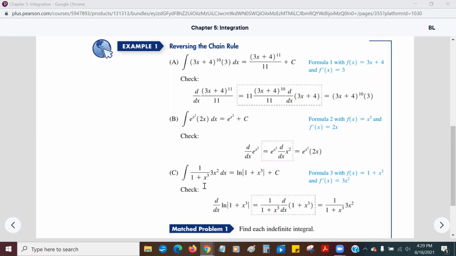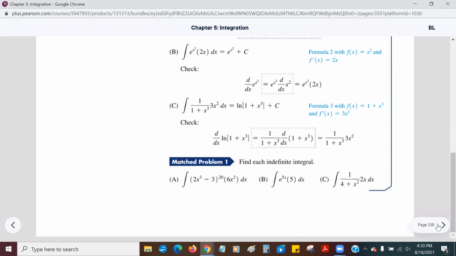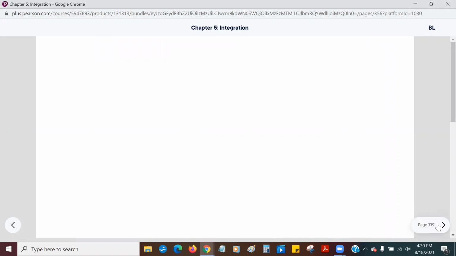And finally, the integral of 1 over 1 plus x cubed times 3x squared dx. The derivative of 1 plus x cubed is 3x squared, so this is going to wind up being ln of 1 plus x cubed. Because if I take the derivative of ln of 1 plus x cubed, I get 1 over 1 plus x cubed times the inner derivative, which is 3x squared. And of course the plus c. I haven't kept mentioning the plus c, because the c's just disappear when I take the derivative, but they are very important, and you can see that it's there.